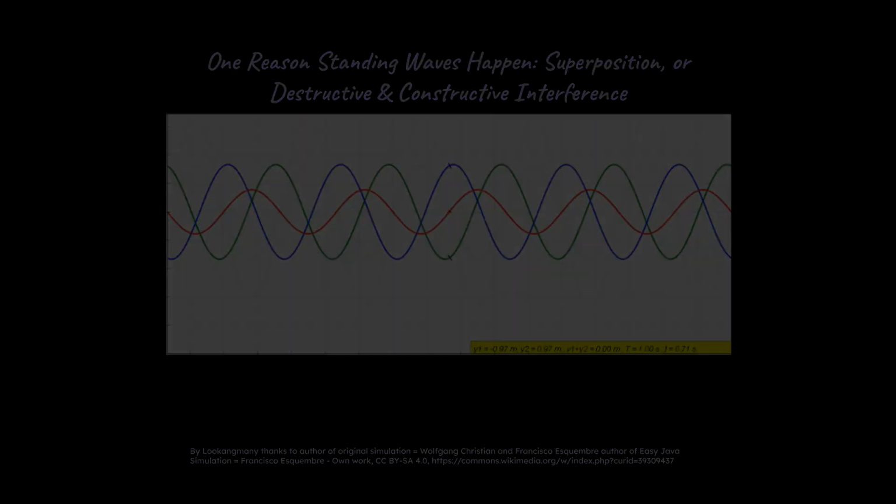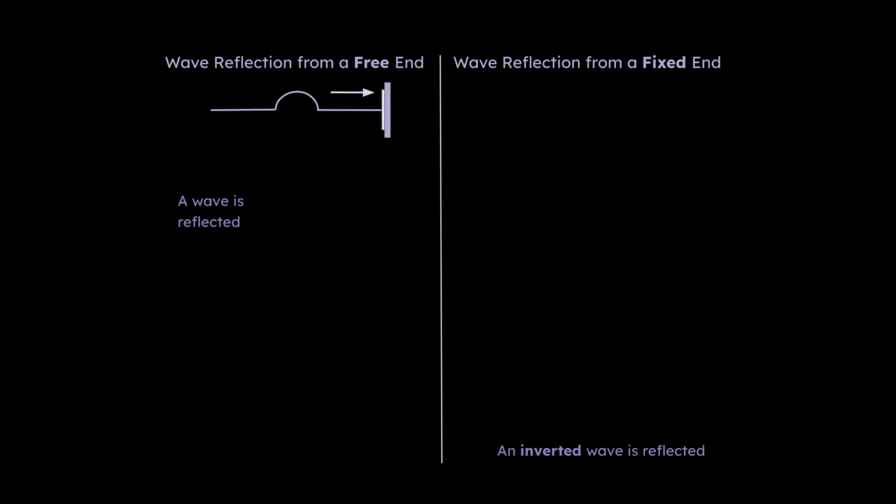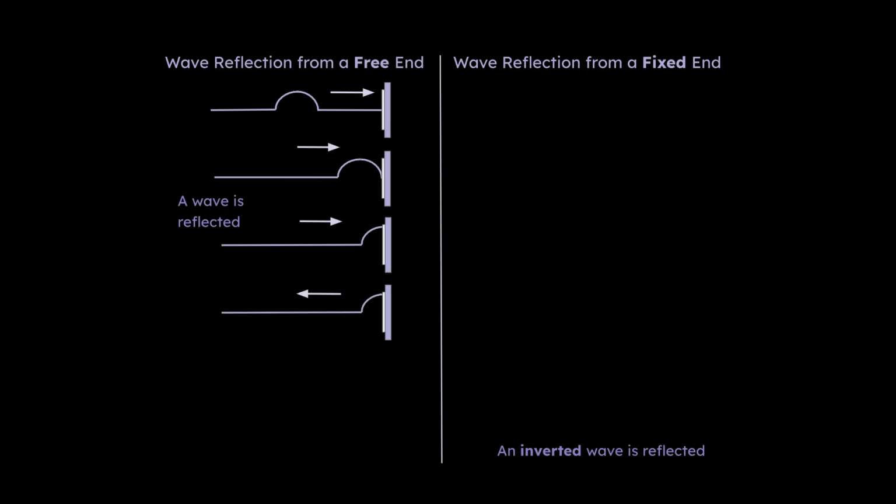But I do want to talk about another reason why standing waves happen, and that's because of how waves reflect from different ends. Take a look at what's happening here. When the wave is reflected, it's not going to be inverted, meaning it's not going to be flipped upside down. If you have a free end, free to slide up and down, then there's no resultant force on the medium in the y-axis. There's a pushback force in the x-axis, which is what causes the wave to move in the backwards direction when you have free ends.